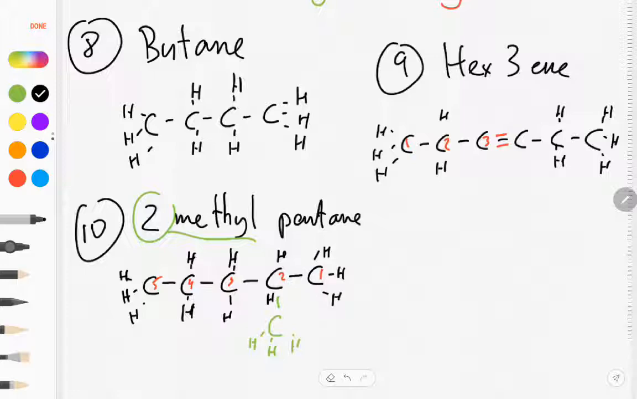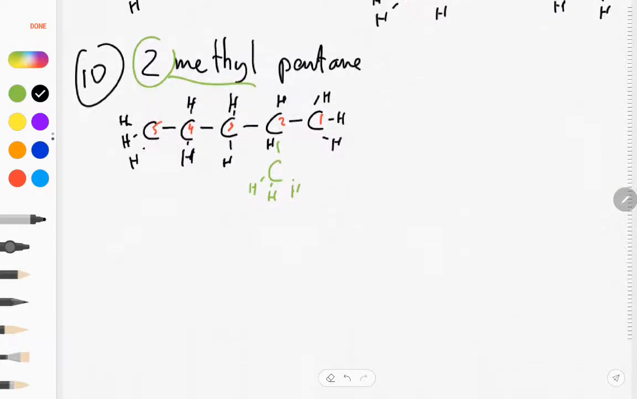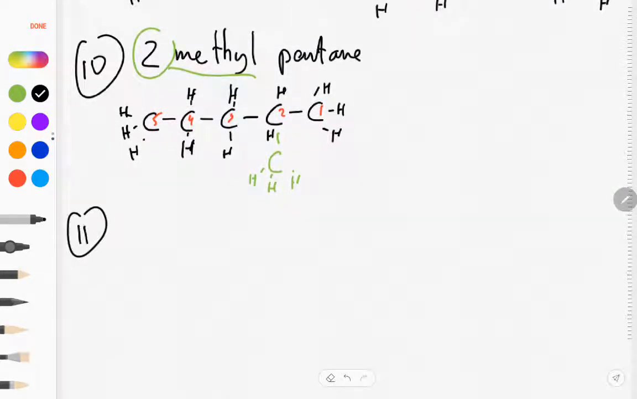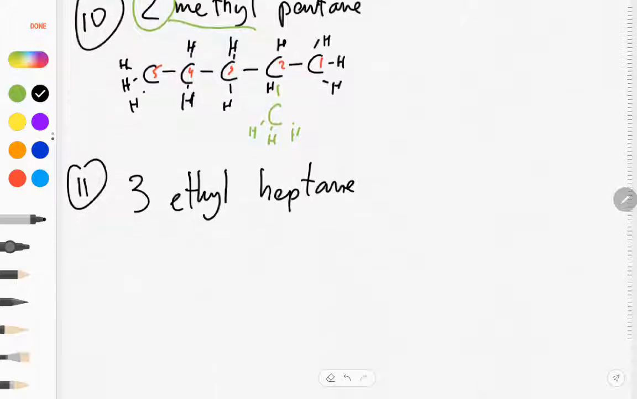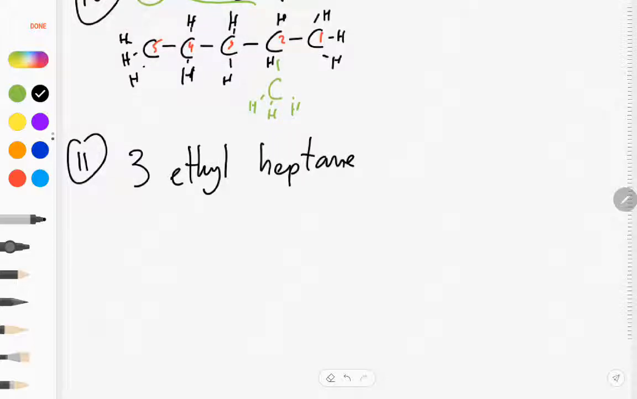All right, there we go. That's number 10. Number 11 is 3-ethylheptane. There we go. That's decent handwriting, I'm sure. So hept is 7 carbons: 1, 2, 3, 4, 5, 6, 7. And there are no triple or double bonds, it's all single bonds, so that's that. And I have an ethyl group on the 3rd carbon.